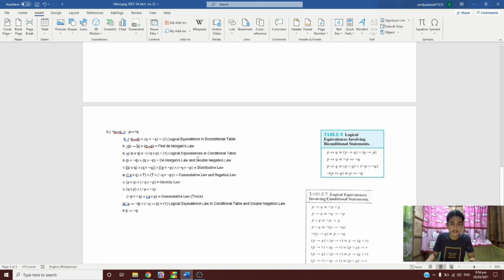Next is following the logical equivalences in the conditional table. So I'm converting this part into this one. As you can see here, it will turn into negative P. The result is negative P disjunction Q. As you can see here, I also put Q disjunction P.